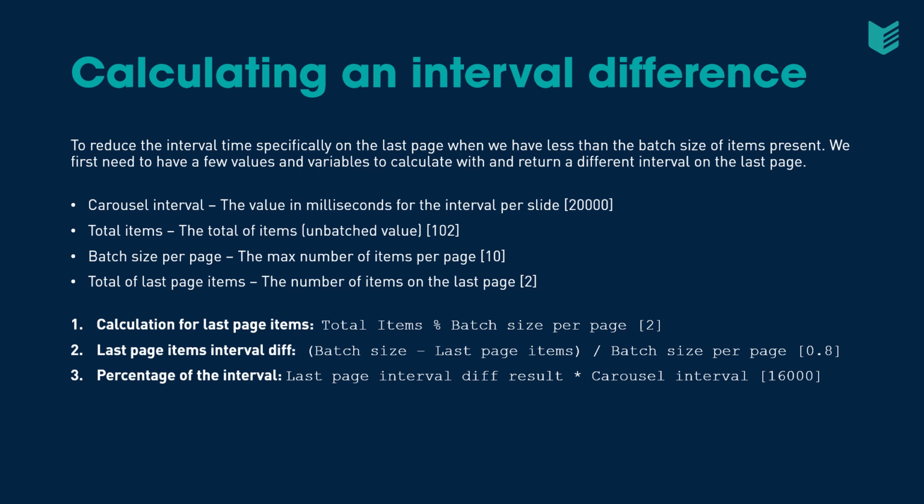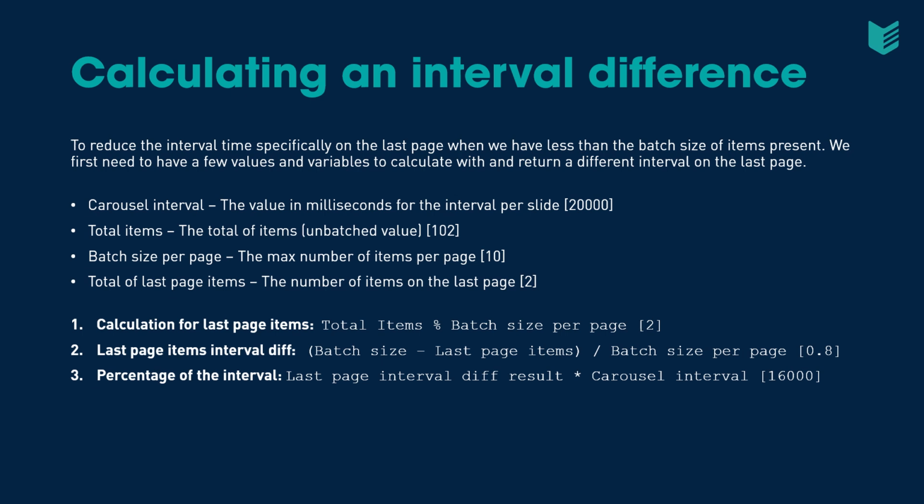So the percentage of the interval, essentially the amount of time that we don't want to have as the interval anymore, would be the last page interval result, so of the second calculation, times the carousel interval, which is obviously 20,000. So that's taking the 0.8 and timesing it by the current carousel interval, 20,000, and that will give us 16,000 as a number. Bearing in mind we're dealing with milliseconds, so that's 16,000 milliseconds, 16 seconds.